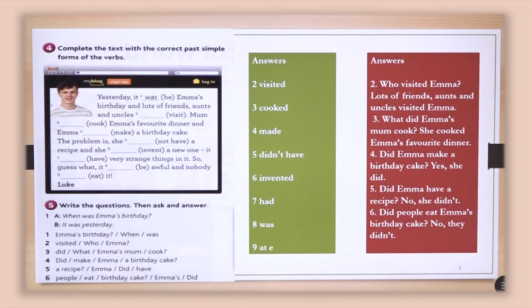Okay, let's see if you got them right. So, the second one is, who visited Emma? So we know that lots of friends, aunts, and uncles visited Emma. The third, what did Emma's mom cook? She cooked Emma's favorite dinner. 4, did Emma make a birthday cake? Yes, she did. 5, did Emma have a recipe? No, she didn't. And 6, did people eat Emma's birthday cake? No, they didn't.